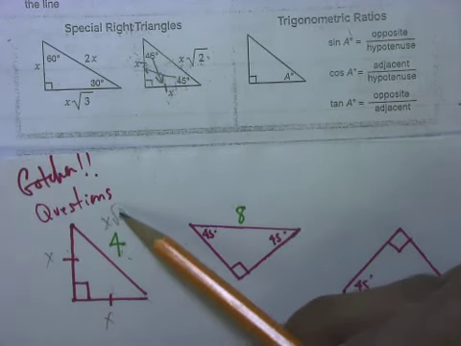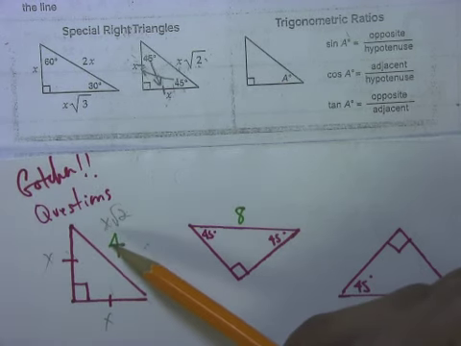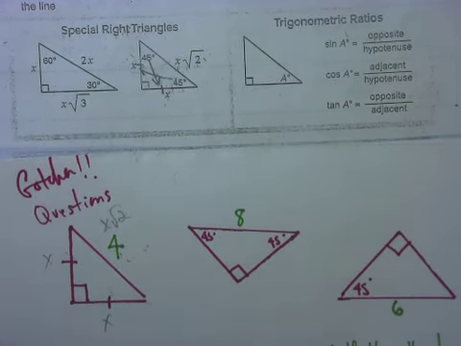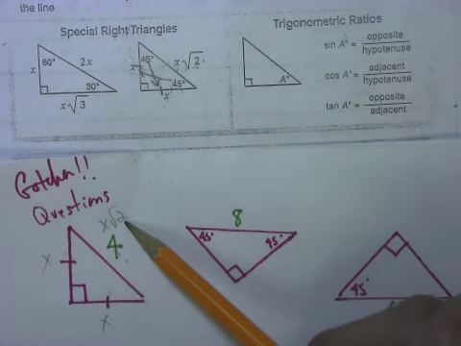Remember that the legs are x, and that the hypotenuse is going to be x times the square root of 2. So they took the x already, and they multiplied it times the square root of 2, and what they got as an answer was 4.